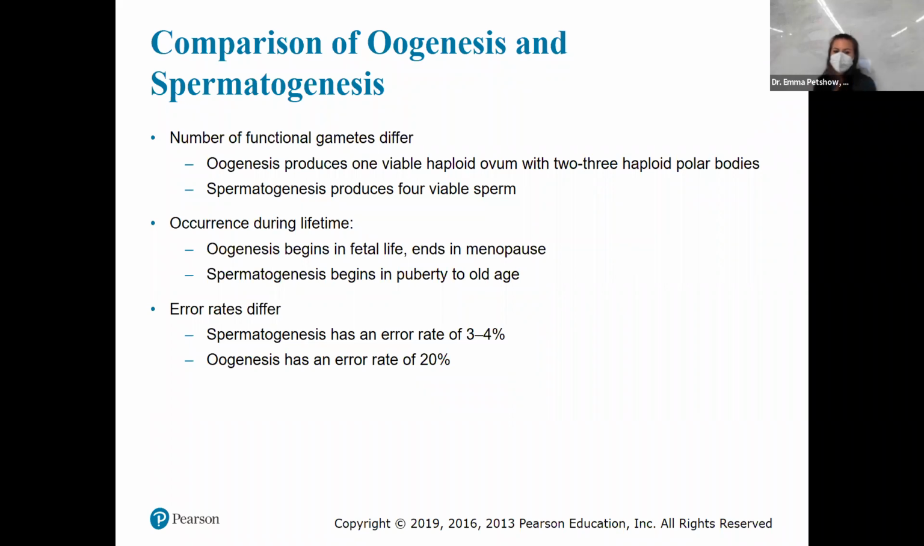Spermatogenesis produces 4 viable sperm. Oogenesis produces 1 viable haploid ovum with 2 to 3 haploid polar bodies. Occurrence during life: spermatogenesis begins in puberty and goes to old age, versus oogenesis begins in fetal life and ends in menopause. And the error rate for spermatogenesis is lower. Oogenesis has an error rate that's higher, mainly because oogenesis only gets 1 per time versus spermatogenesis has a lot more chances, right? They're producing a lot more sperm than we have functional ovum.